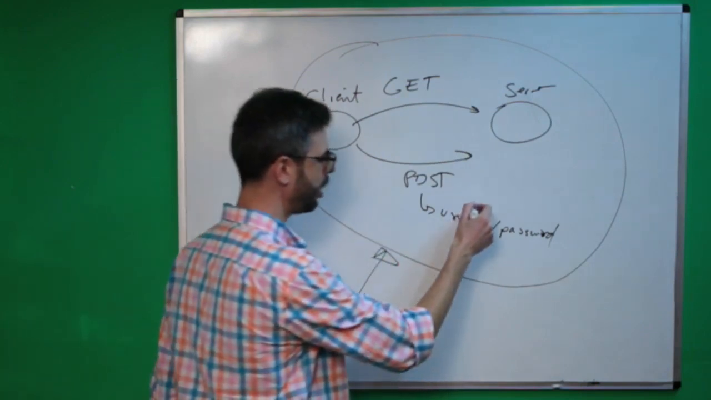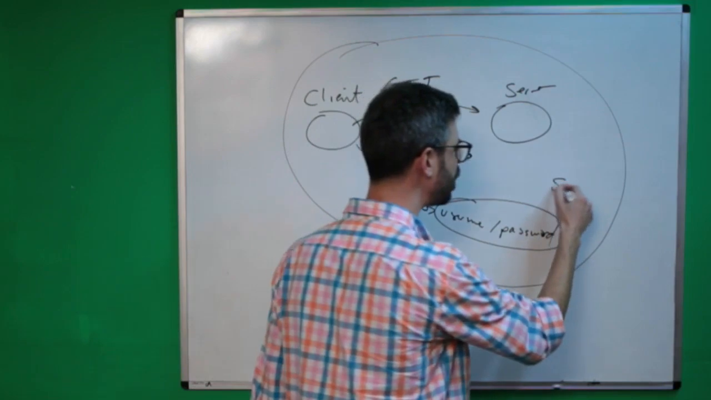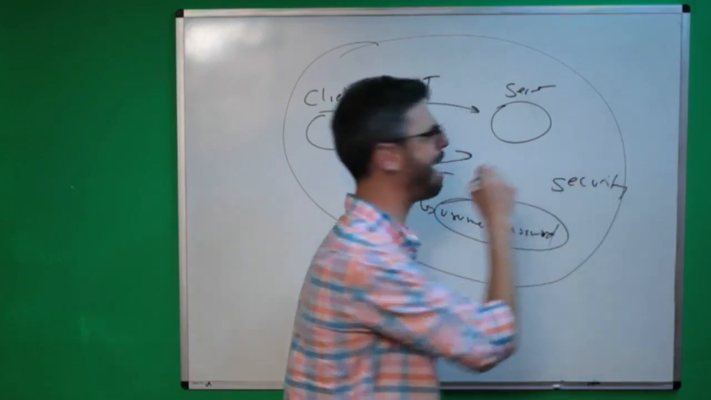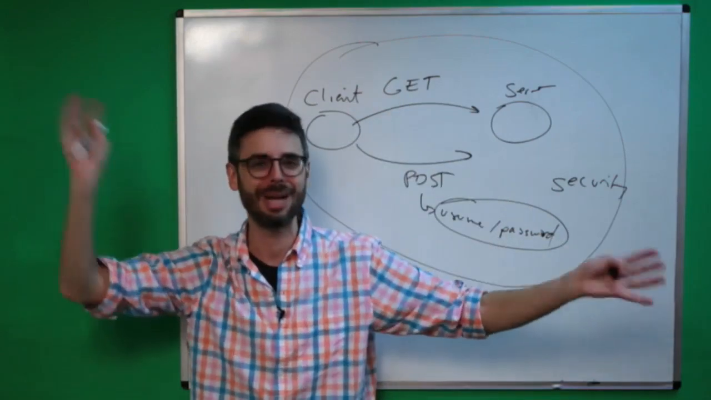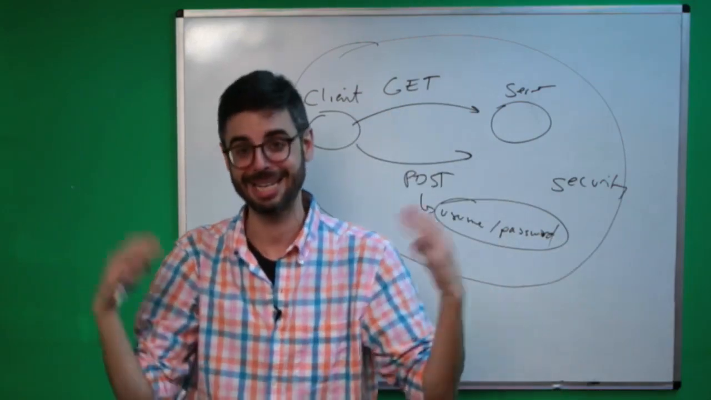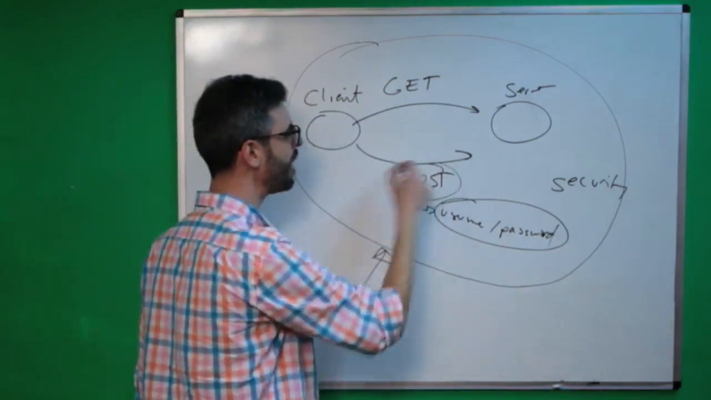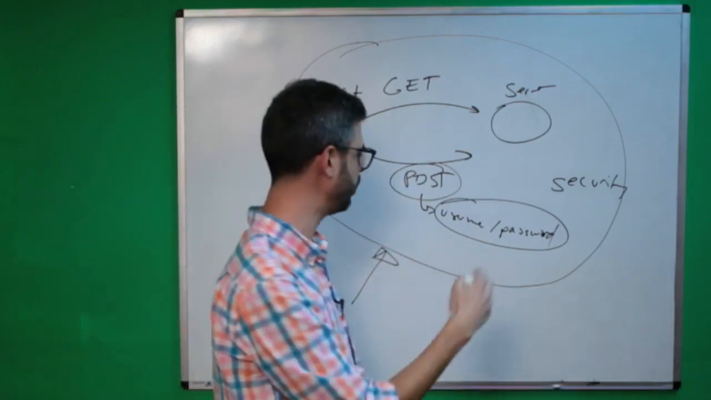Well, one is like username and password. So if security matters, you don't want to have the username and password just in the URL path as part of a GET request that anybody could potentially hack and get access to. So this is really where, for hidden data, it really needs to be a post.